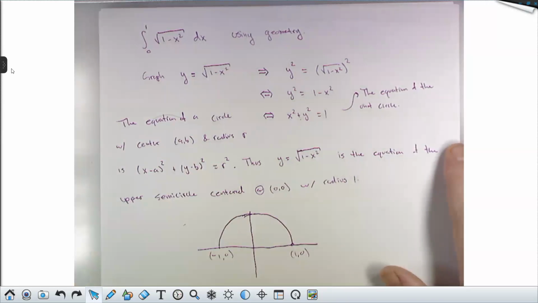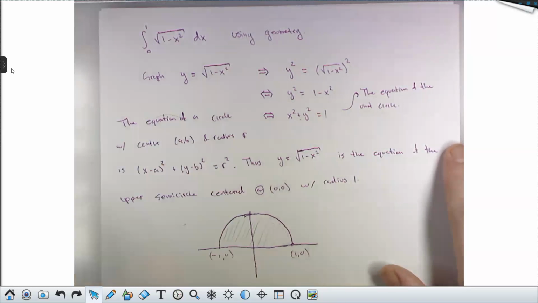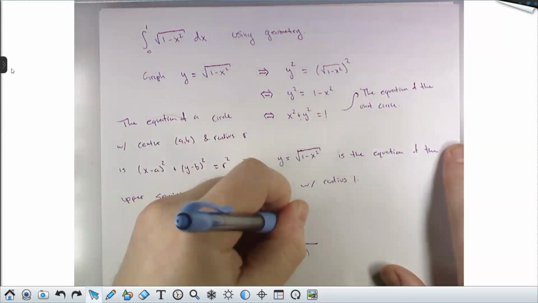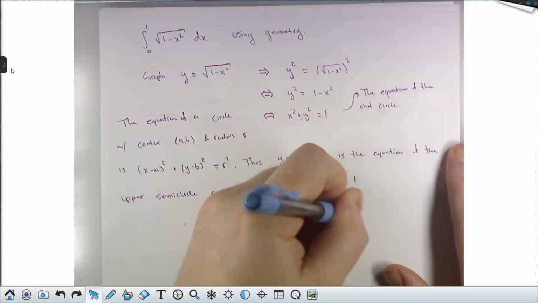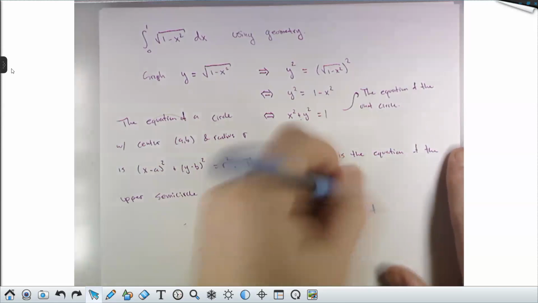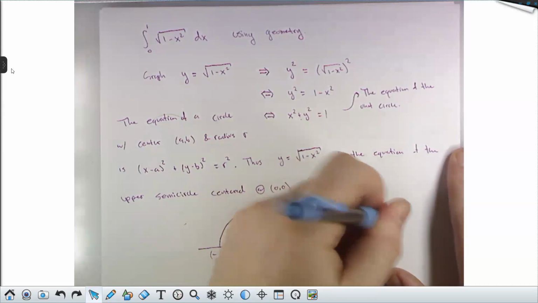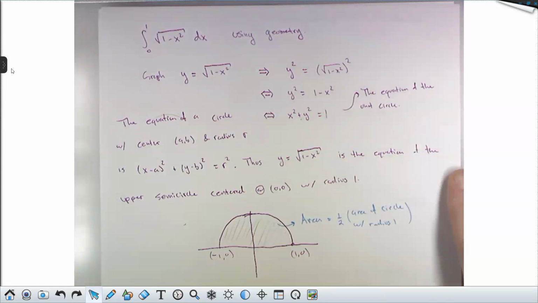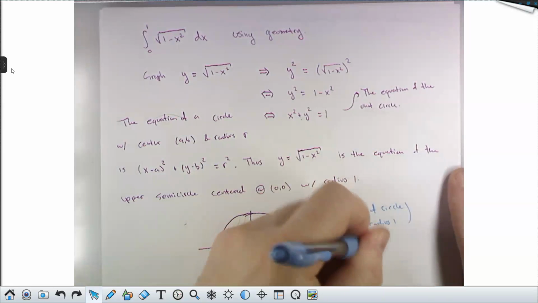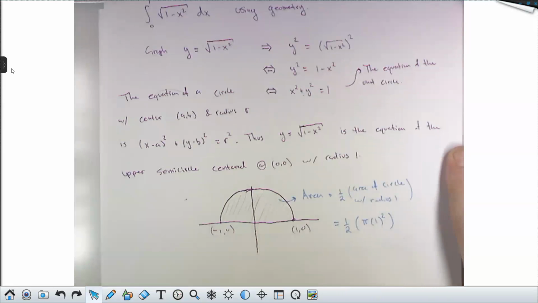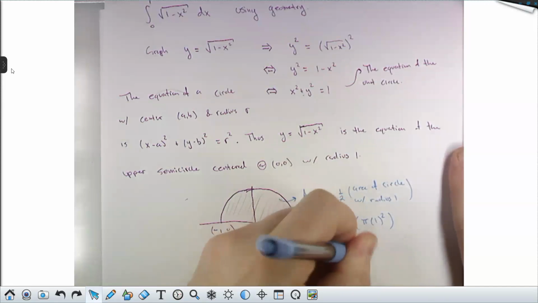So the area, this area here, is 1/2 the area of the circle with radius 1. And the area of a circle is pi times the radius squared. So this is pi times 1 squared, like that. 1 squared is 1, so this is 1/2 pi, or pi over 2.